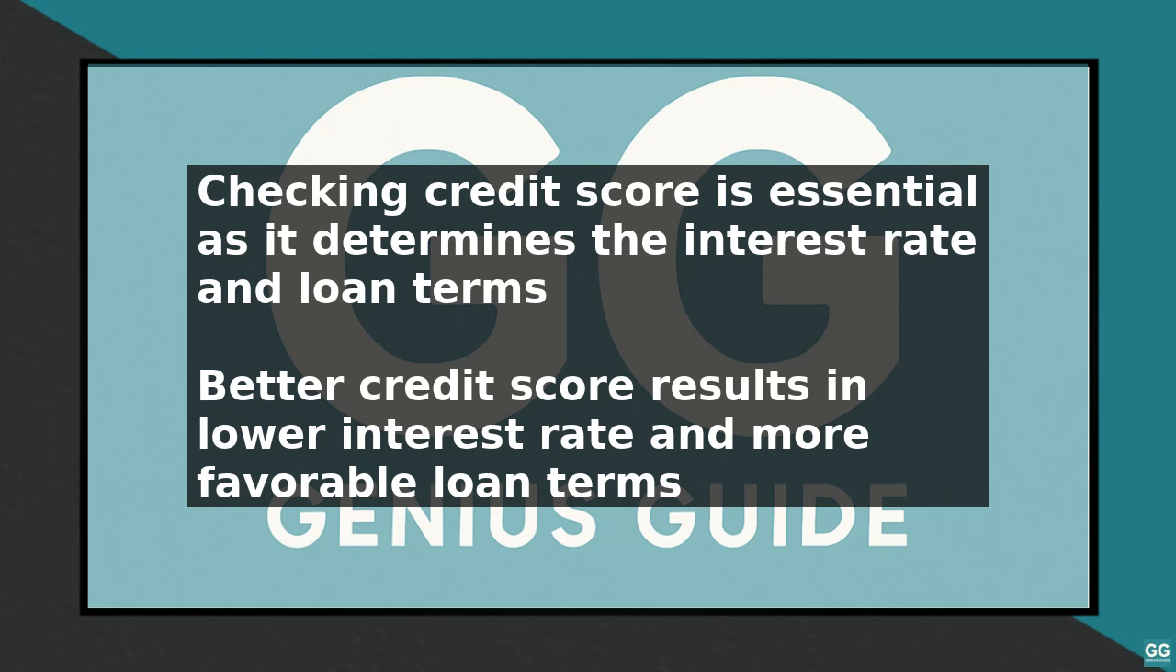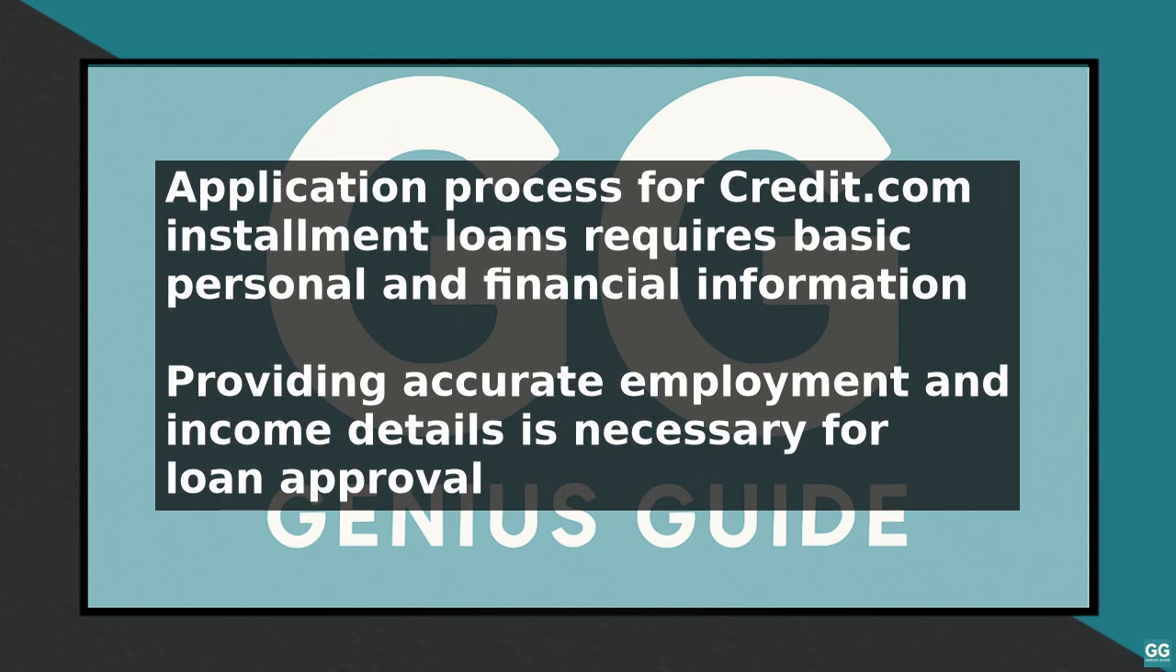Now, let's look at the application process. The application process for Credit.com installment loans is typically online and requires basic personal and financial information. You will need to provide your name, address, employment information, and income details.